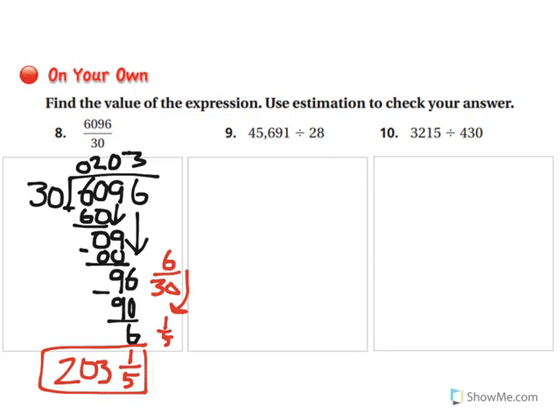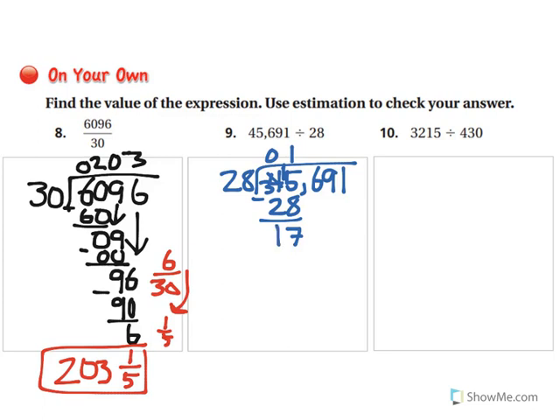Okay, let's go ahead and take a look at number 9 together. So for this problem, we have 45,691 divided by 28. And 28 goes into 4 0 times evenly. It goes into 45 once. So I'm going to put a 28 here. Subtract. We'll make that 4 into a 3 and the 5 into a 15. So 15 minus 8 is 7. 3 minus 2 is 1. And I'm going to bring down my 6.